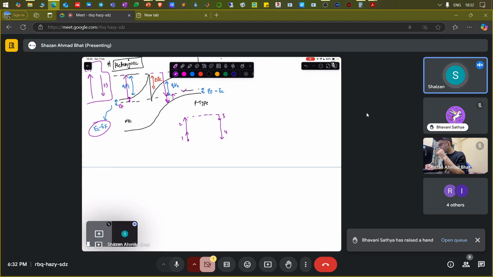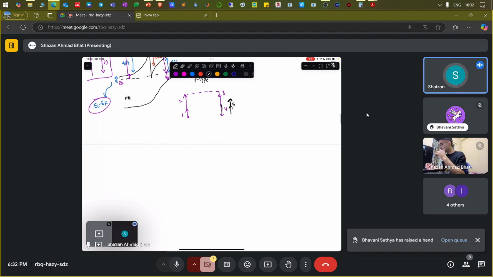Then you went up again, which is basically equivalent to going up to the Fermi level point. And then you went up again, which is basically equivalent to V2, the built-in potential. Okay, you sum up all these voltages. Now let's do it one by one.